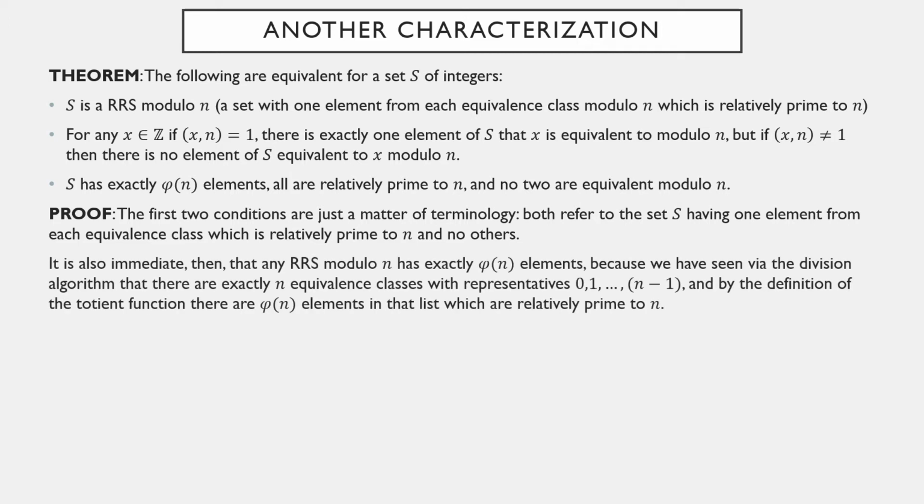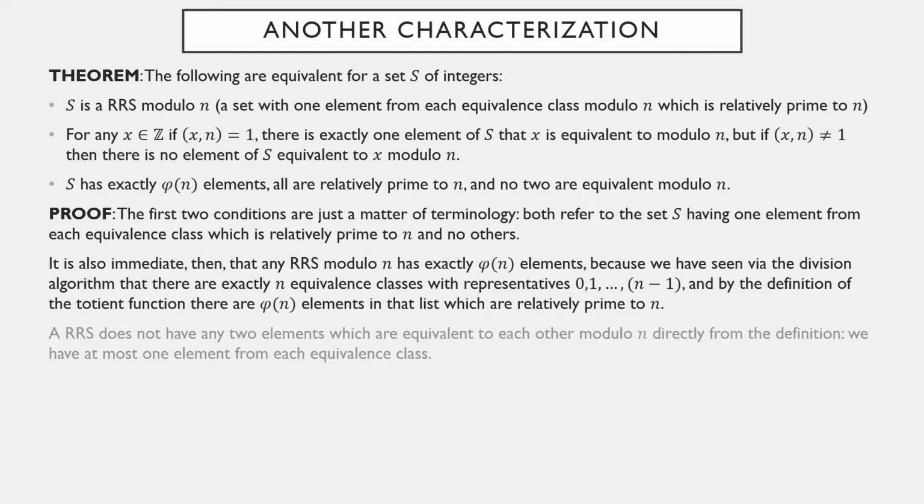For the third, it falls out quite quickly that a reduced residue system mod n must have exactly phi of n elements. From the division algorithm, we saw that the n equivalence classes mod n can be represented as 0 through n minus 1. And the totient function was defined to be, of the things in this list, how many of them are relatively prime to n. In other words, pick one out for each element that's relatively prime to n, just count them up. So phi of n counts how many residue classes are relatively prime to n. It tells you exactly how many elements need to be in a reduced residue system mod n.